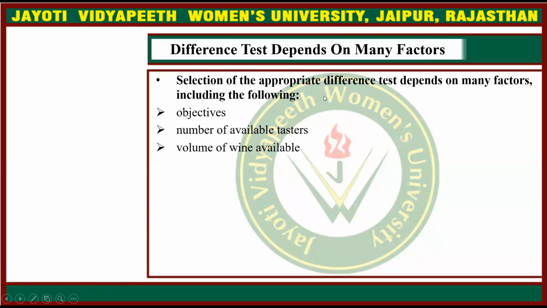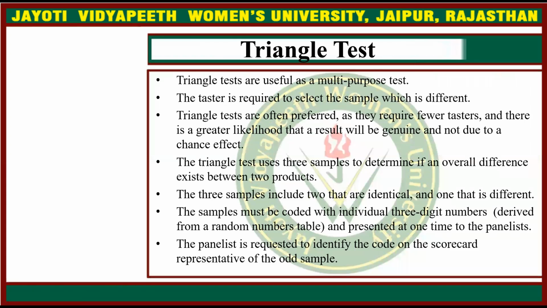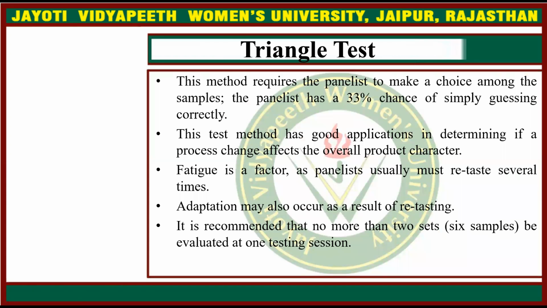Then difference tests. Selection of the appropriate difference test depends on many factors, including the following: objectives, number of available testers, and volume of wine available. Now the triangle test. This method requires the panelists to make a choice among the samples. The panelists have a 33% chance of simply guessing correctly. This test method has good application in determining if a process change affects the overall product character.